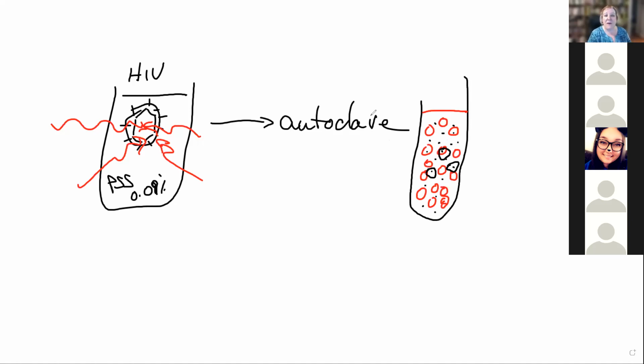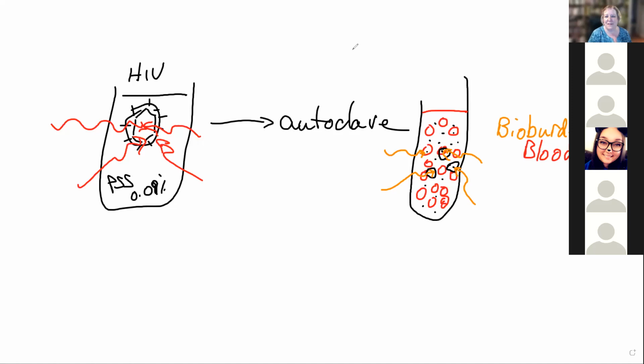Okay, so if I autoclave it, the heat has to get through the blood cells and the blood protein to get to the virus. We call that bioburden: any biological substance that insulates, if you want to think of it that way, the pathogen that we're trying to kill. So I've used blood as an example of bioburden.